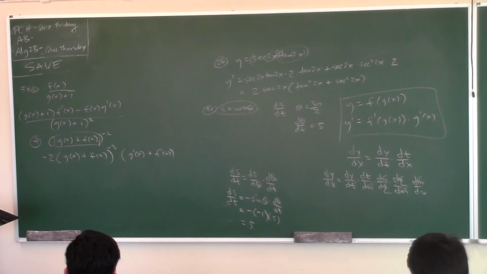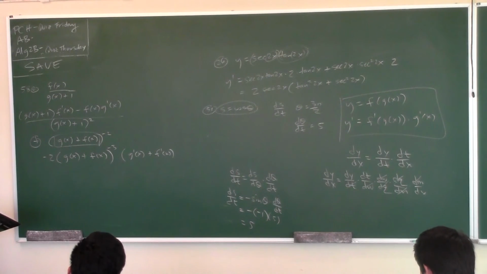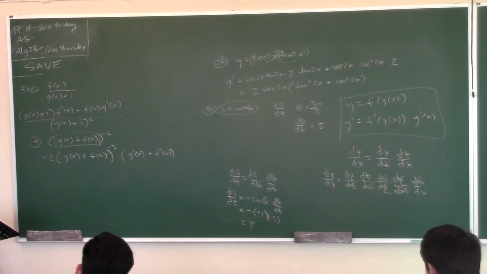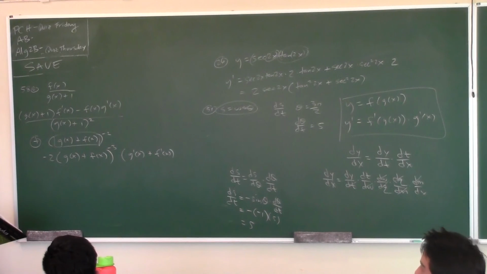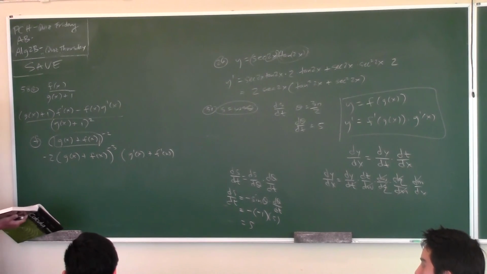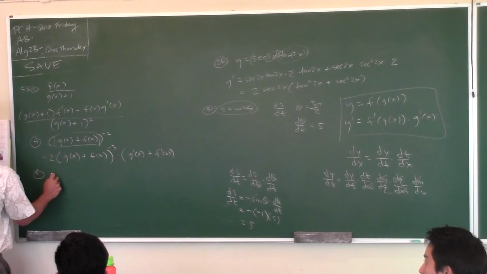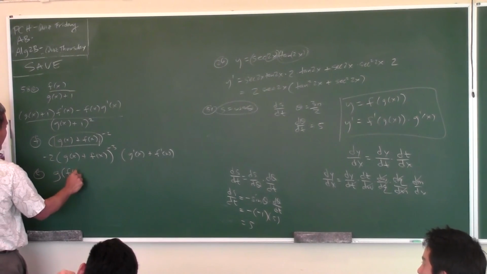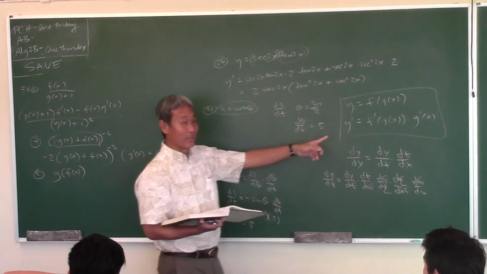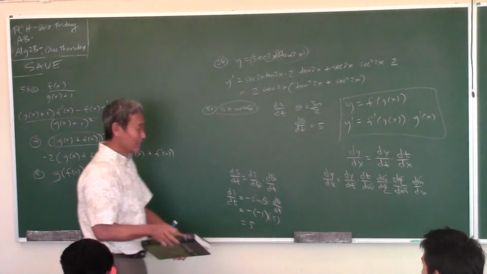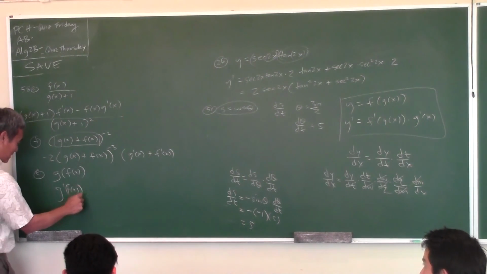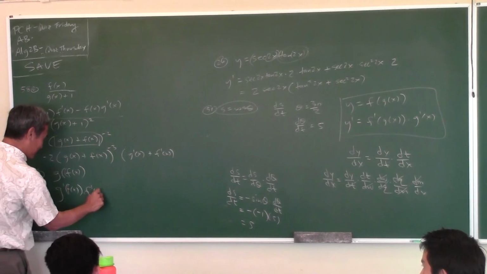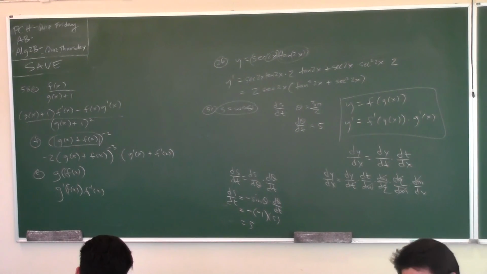Okay, but what about number E or D? Somebody better pick one. They're both the same, that's why. One is f of g of x, the other one is g of f of x. E. Okay, how do you take the derivative of g of f of x? We use the chain rule. So what is it? g prime of f of x times the derivative of the box, which is f prime of x. Plug in the numbers, look it up on the chart.